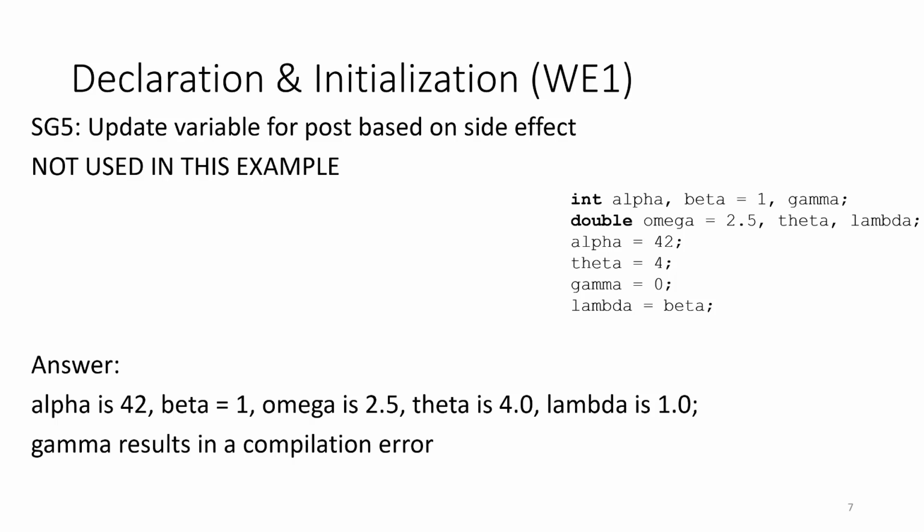So for the answers, we have that alpha contains the value 42, beta contains the value 1, omega contains the value 2.5, theta contains the value 4.0, lambda contains the value 1.0. The assignment to gamma results in a compilation error because you cannot assign a double to an integer. That is the end of this worked example.